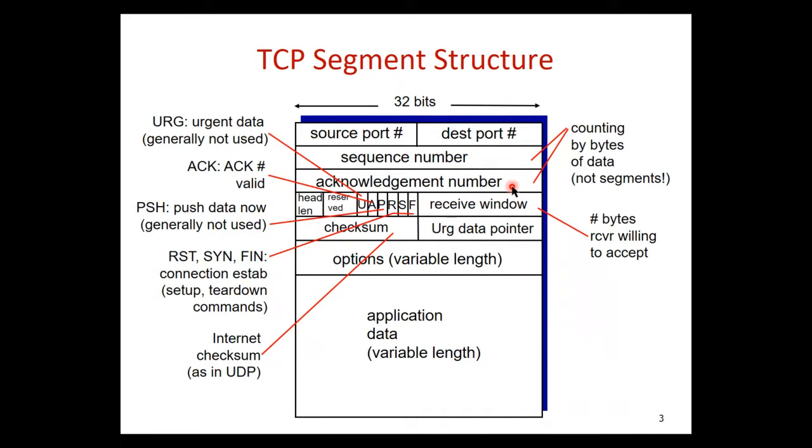But conceptually, it is a sequence number. We also have an acknowledgement number, and that is used for the ACKs. When you send back the ACK, you need to ACK a packet number X, so that will be the X here.